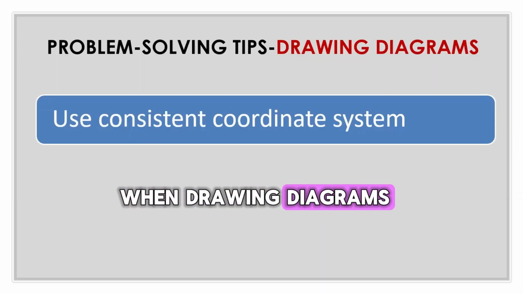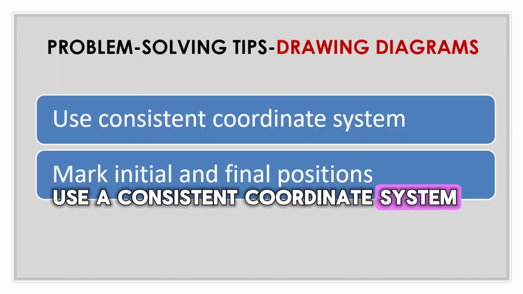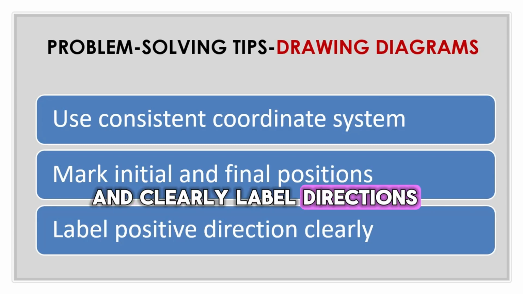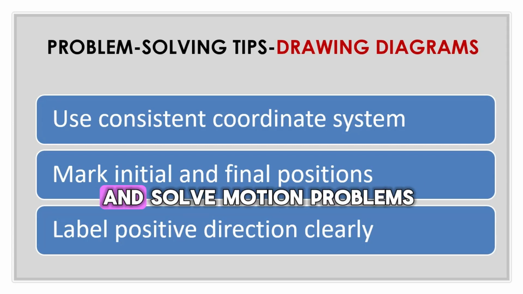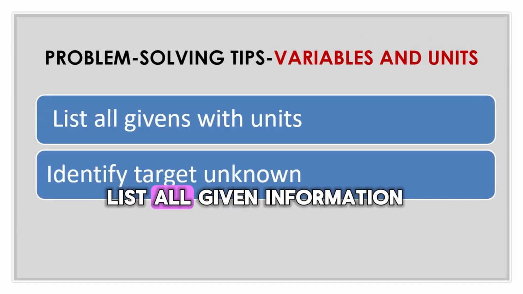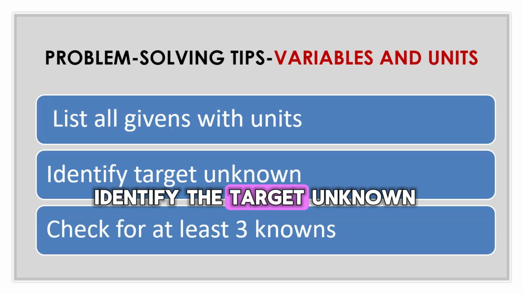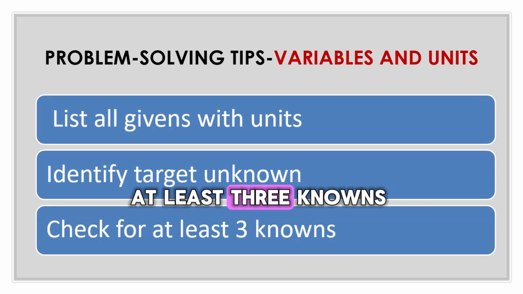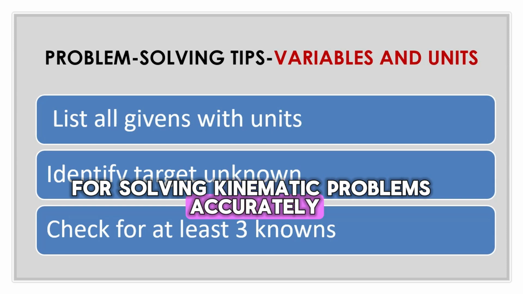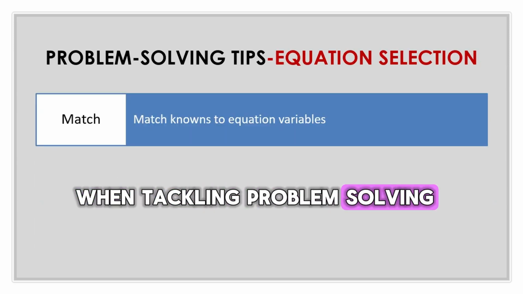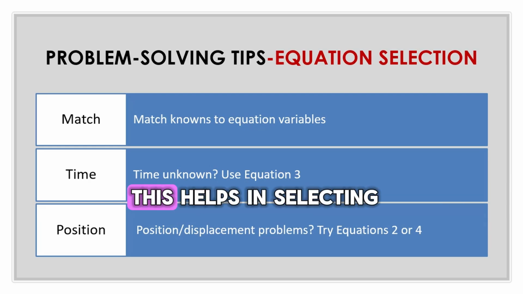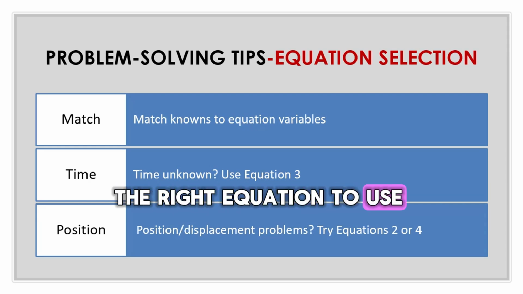When drawing diagrams, use a consistent coordinate system, mark initial and final positions, and clearly label directions. These tips help visualize and solve motion problems effectively. For variables and units, list all given information, identify the target unknown, and ensure you have at least 3 knowns. This clarity is crucial for solving kinematic problems accurately. When tackling problem solving, the first step is to match the knowns to the equation variables.